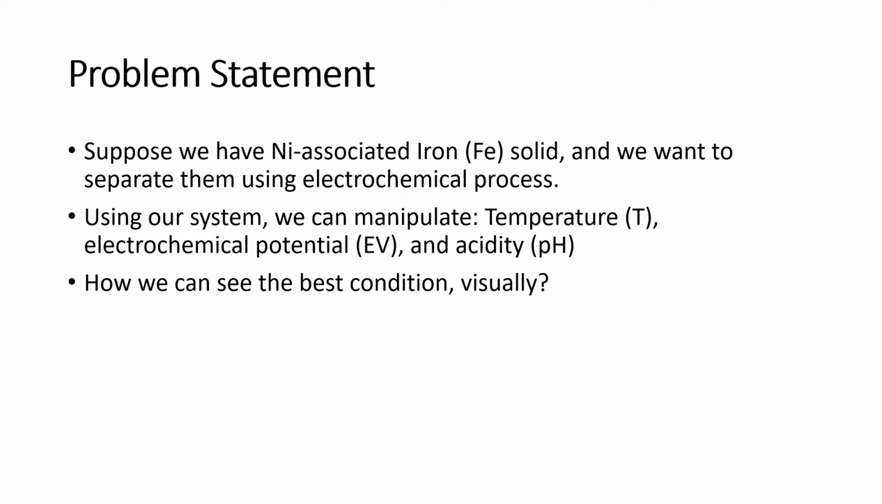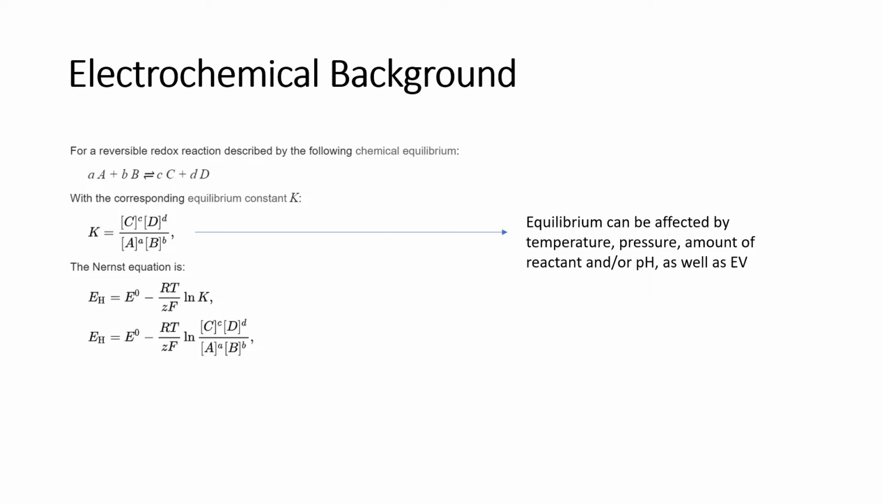Using our system, we can manipulate the temperature, the electrochemical potential, and the acidity of our system. In this case, we want to see how we can see the best condition visually. So the Pourbaix diagram is very useful to look at this condition. But first, let's talk about the electrochemical background of this case.